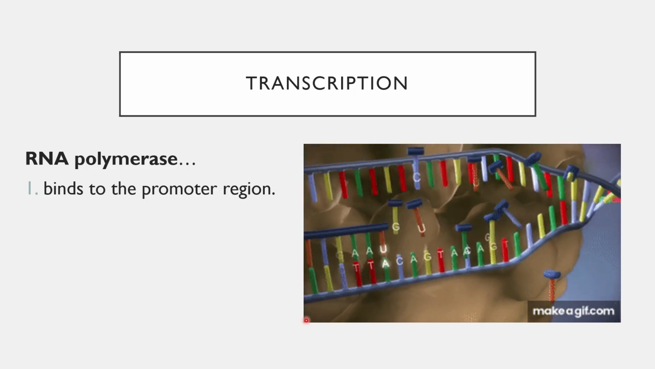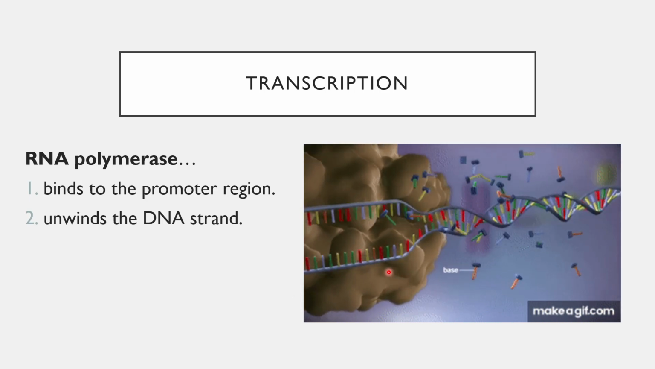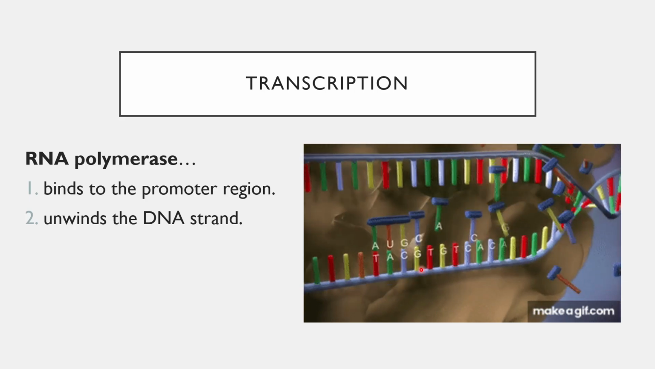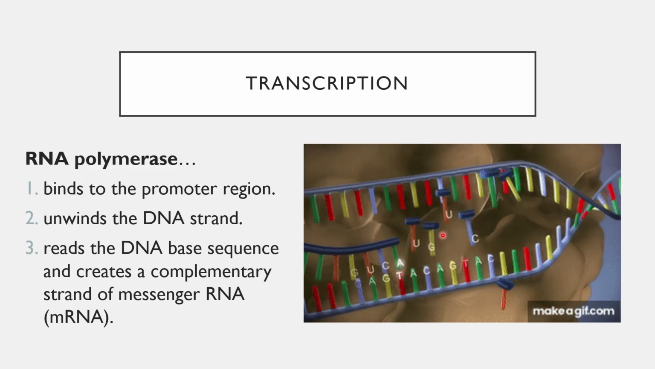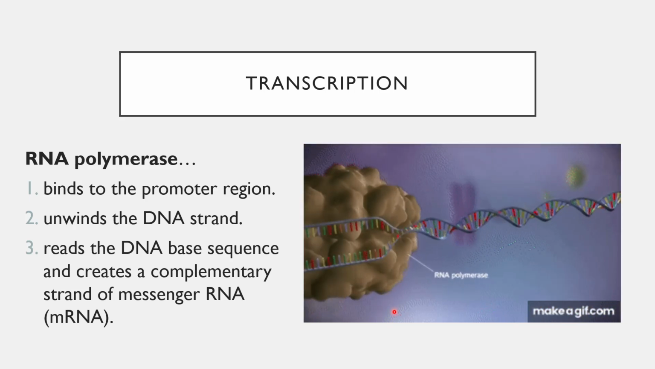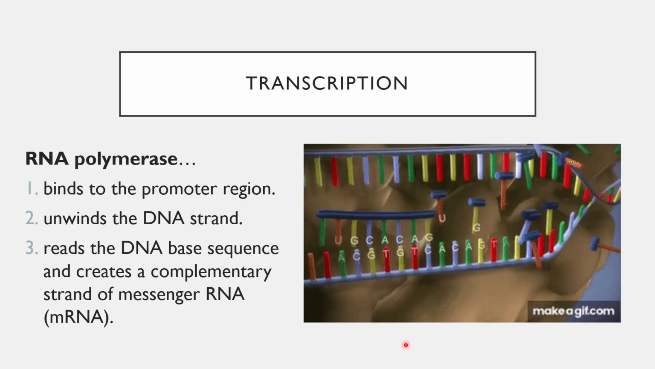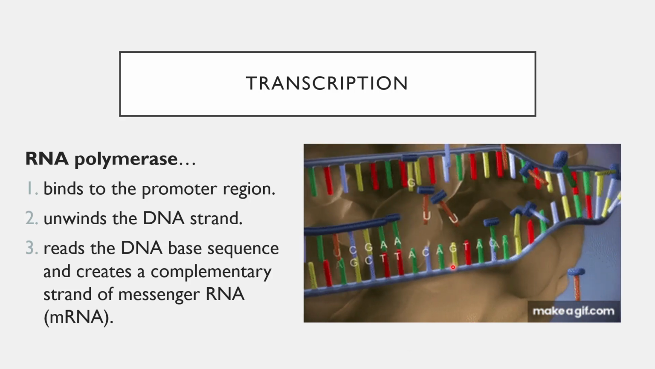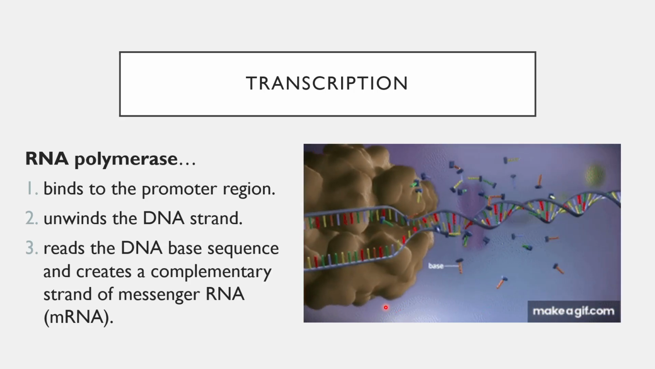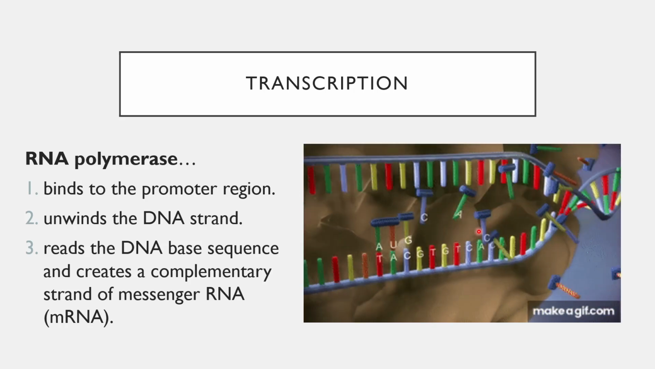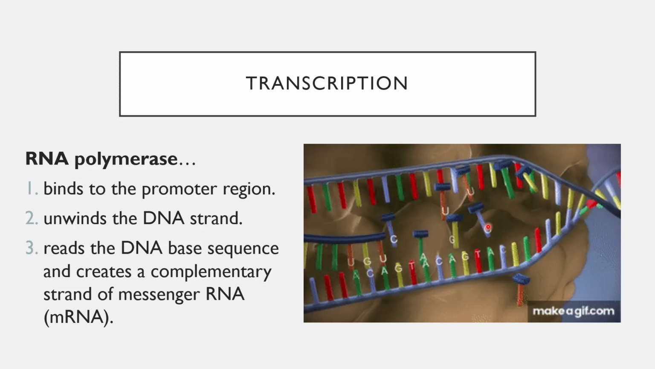It then opens up the two strands of DNA, it pulls them apart so that it can access the nitrogenous bases on either strand. And then it reads the sequence of the nitrogenous bases on one of those strands and creates a complementary strand of RNA to that one DNA strand, as you see happening in this animation here. So we can see the process of this big blob RNA polymerase opening the strands and building an RNA complement as it moves through the piece of DNA.